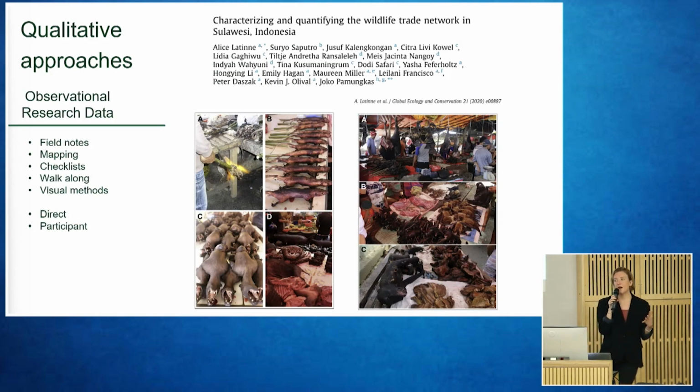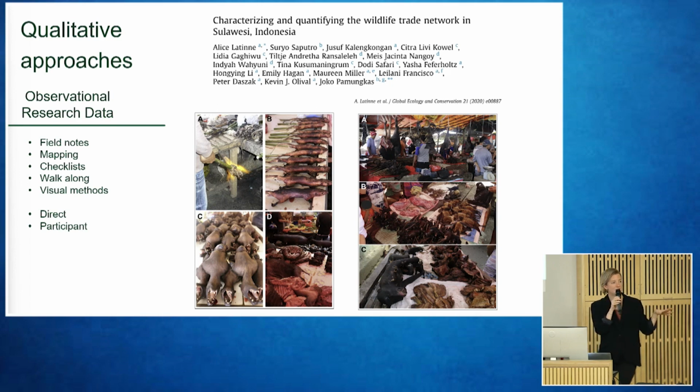These are a few more examples of qualitative approaches of observational research. So observational research, really, it's about observing in real life. And these can take a number of different forms, in the form of field notes, mapping, checklists, a walk along, or even visual methods like photography.